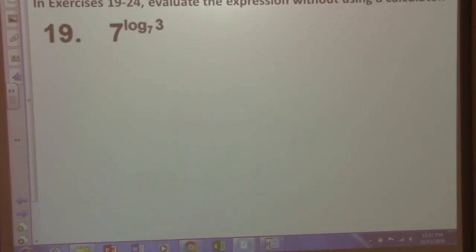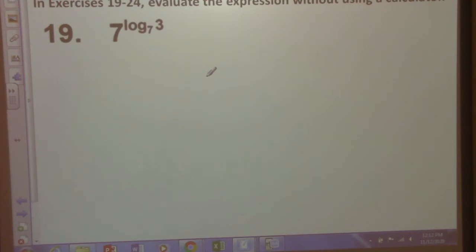Okay, here we have a situation where this logarithm is in the place of an exponent. You see that? So 7 to the power of log base 7 of 3. If you were just being your instinctive self on this, what would you think an answer might be to this? I would say seven.